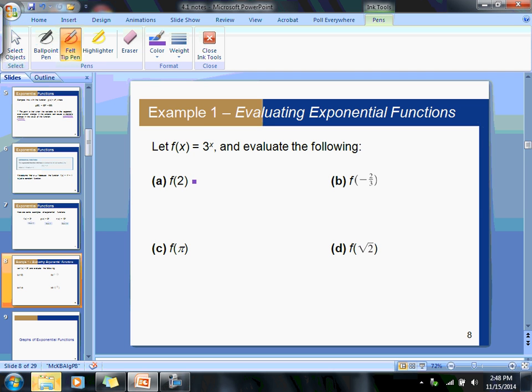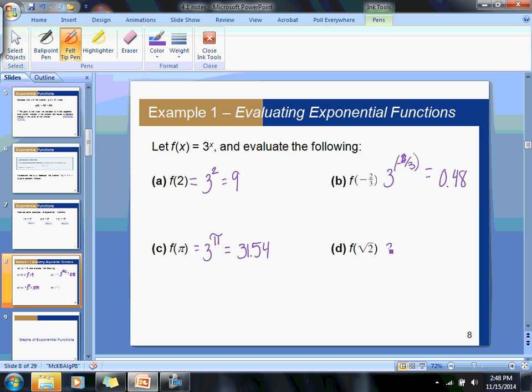So we're going to just plug in 2 here. So we would have 3 squared, which would be 9. Here they want to substitute in -2/3. So you would have 3 to the -2/3. And you can do that on your calculator. Oops, that's supposed to be a 2. Okay. And there you'll get a decimal, 0.48. You can take a number to a variable that represents an irrational number. So if we did 3 to pi, we would have 31.54.